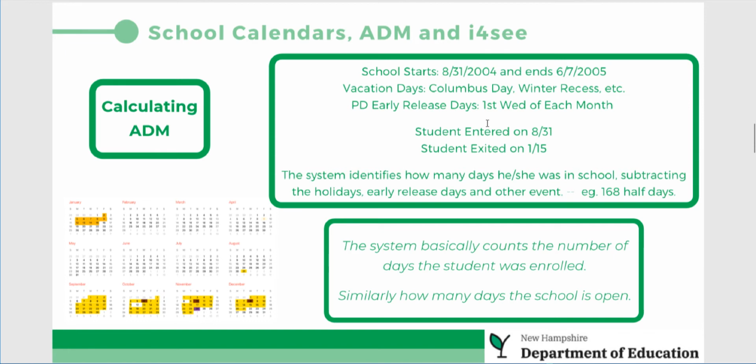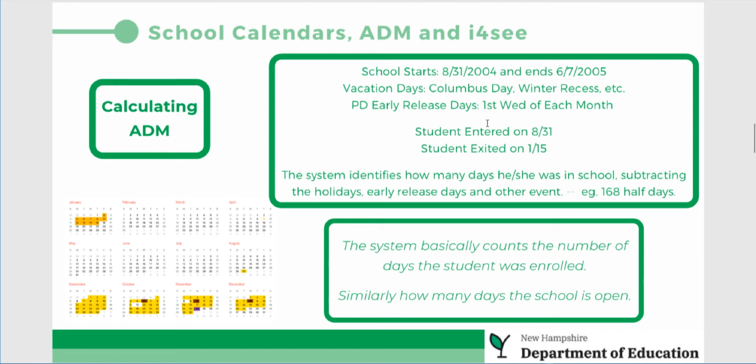So again, just to make it clear, the way we might be doing this is if the school started on 8/31/2004, and I'm going to go back in time just to give an example, and ended on June 7th, 2005, you're going to tell us, and again, you've done this in the past, at least at the days level, of all the different events that you're having throughout the year.